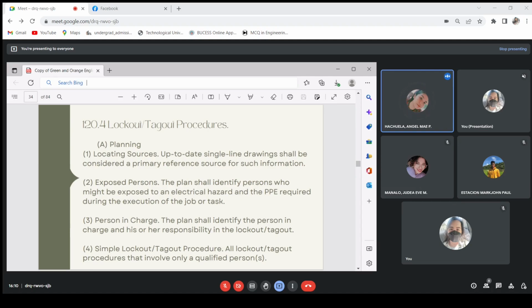So, in planning, the procedure shall require planning including the requirements. Number 1 is the locating sources. Up-to-date single-line drawings shall be considered a primary reference source for such information. When up-to-date drawings are not available, the employer shall be responsible for ensuring that an equally effective means of locating all sources of energy is employed.